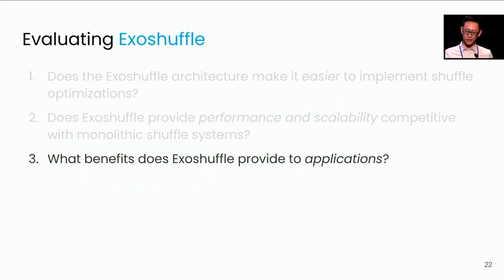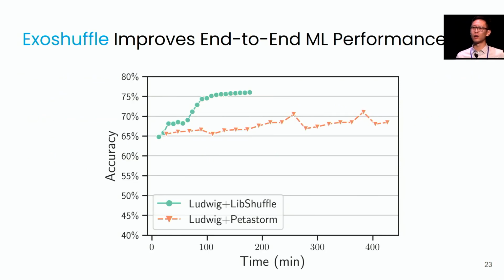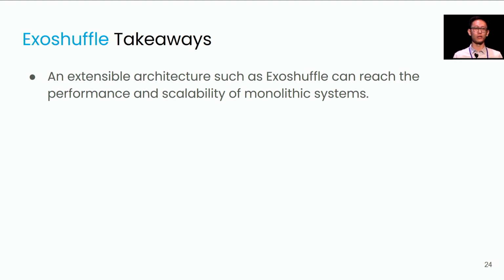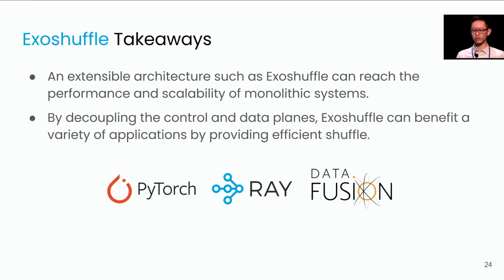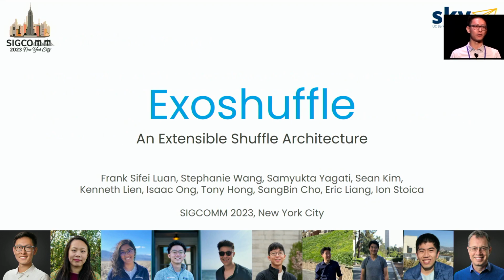Finally, for the machine learning example that we're talking about, we show that with Exoshuffle integrated with PyTorch, we can achieve, first of all, faster training throughput, so that's the shorter line, and also a higher training accuracy, that is the higher line. So in summary, we show Exoshuffle, an extensible shuffle architecture, can reach the performance and scalability of monolithic shuffle systems, and that by decoupling the control and data planes, Exoshuffle can benefit a variety of applications by providing efficient shuffle. Thank you all for listening, and happy to take questions.